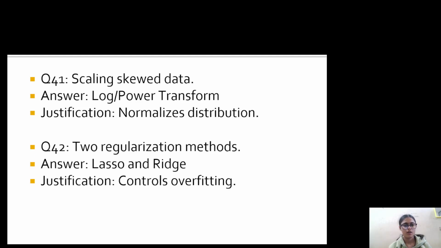Next: name two regularization methods used to improve a linear regression model. They are Lasso and Ridge. Lasso, L1, shrinks coefficients and can set some of the coefficients to 0, which helps in feature selection. L2, Ridge, shrinks coefficients but never makes them 0, and is useful for reducing overfitting. Both add a penalty term to the model to prevent it from learning noise.